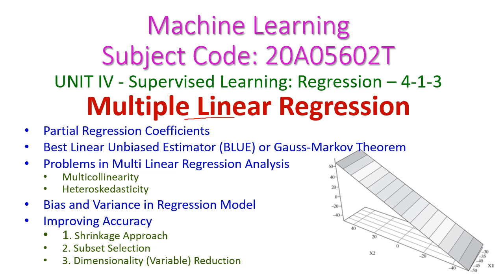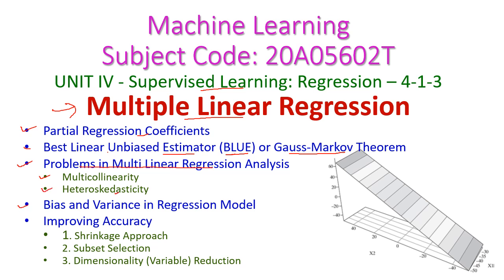In this machine learning class, we will see multiple linear regression from the 4th unit, supervised learning. So here we will see what is multiple linear regression. After that, the partial regression coefficient and the best linear unbiased estimator, that is BLUE, or the Gauss-Markov theorem. And the next one, the problems in multiple linear regression analysis. There are two problems. First one is multicollinearity and second one is heteroskedasticity.